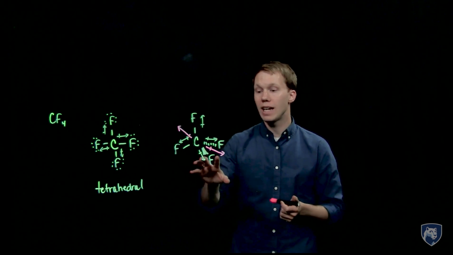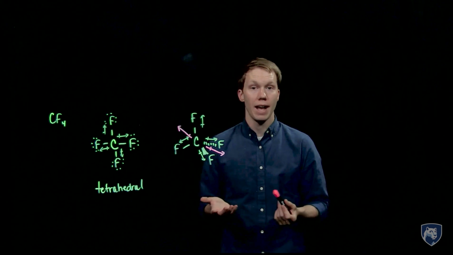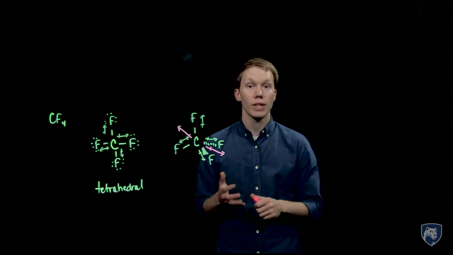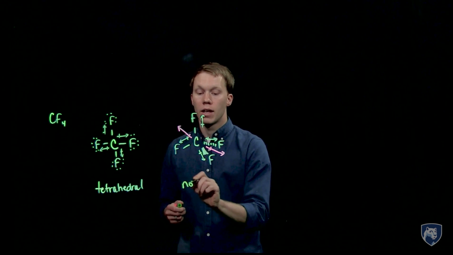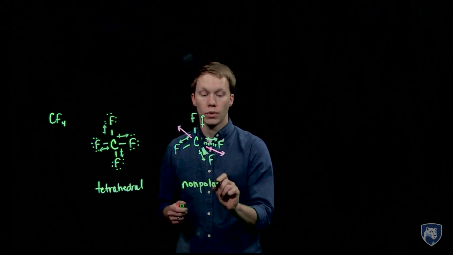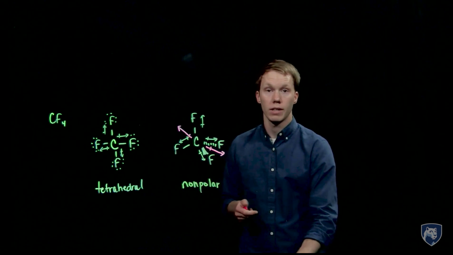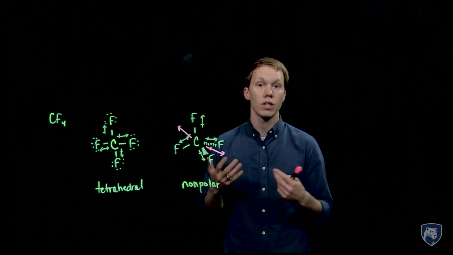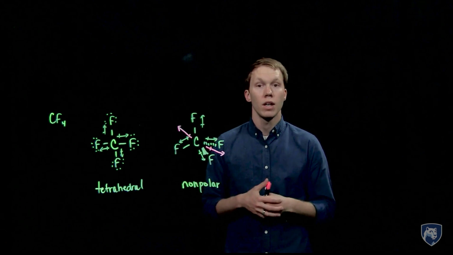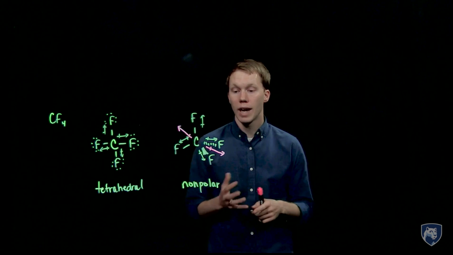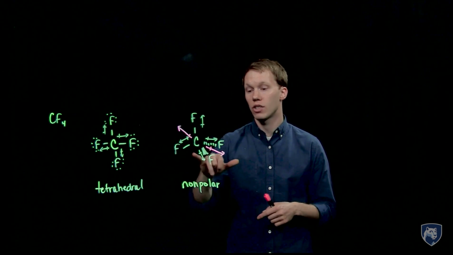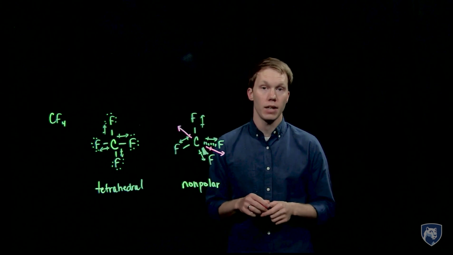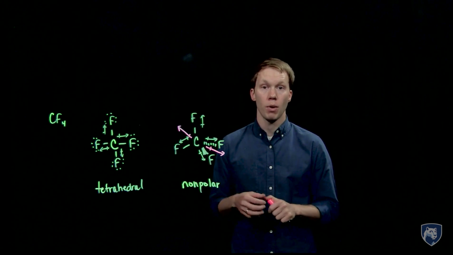Now, if we imagine changing one of these to a different element, we would then create a polar molecule, because the dipoles would no longer be equivalent. They would still be pulling in opposite directions, but with different magnitudes. And so we could create a polar molecule by changing any one of those. We could, in fact, change up to 3 of those fluorines and have a polar molecule.